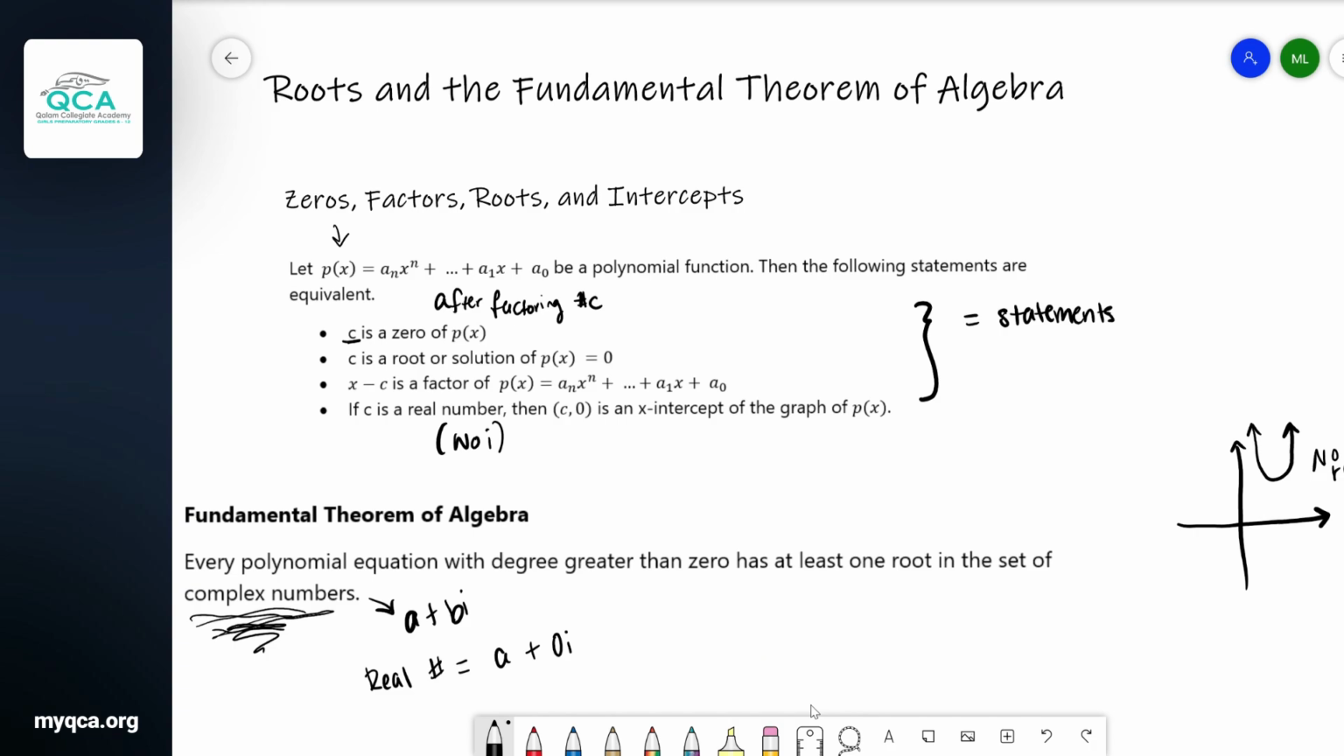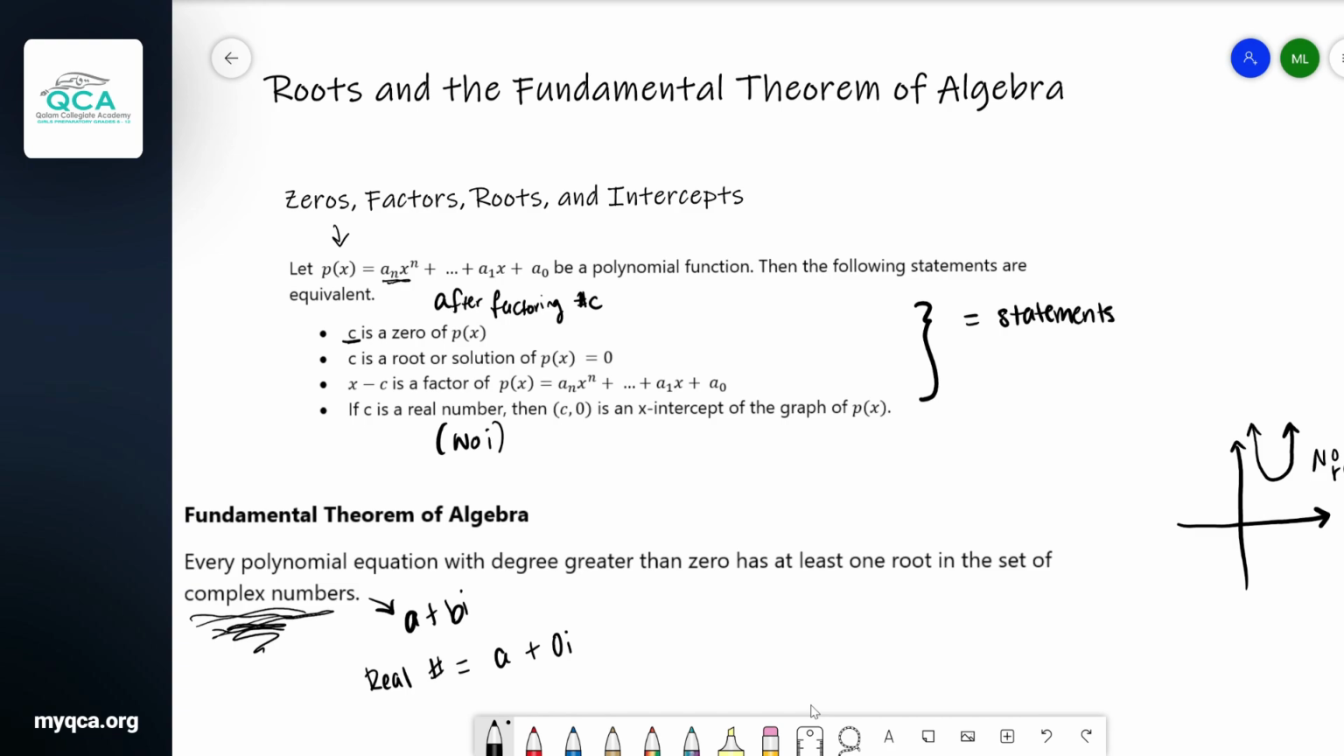So if you have a polynomial with a degree greater than 0, meaning that here's your polynomial right here, it starts with n degree here. n is greater than 0.